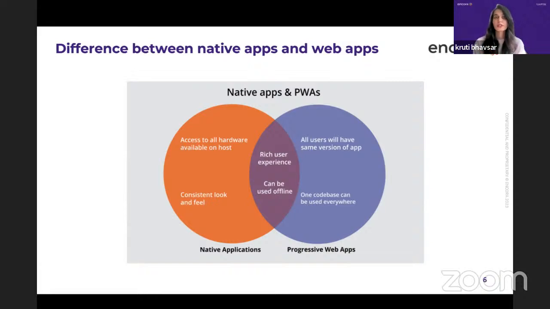But compared to native apps, PWA is mainly ahead. So PWA has a rich user experience, can be used offline, and can use a single code. We don't need to have different code for Android and iOS. A single code can work on any browser and on any iOS and Android device.